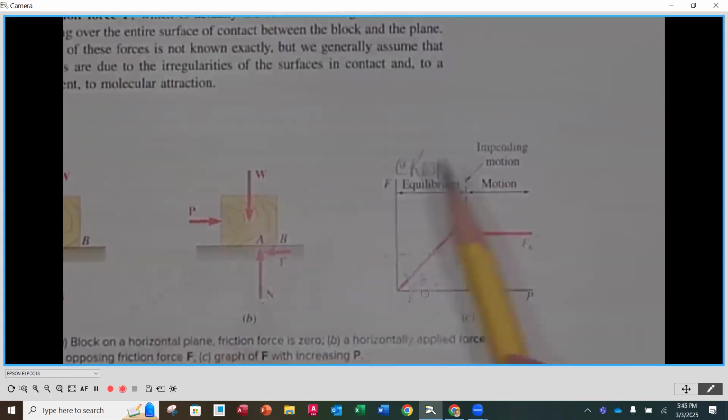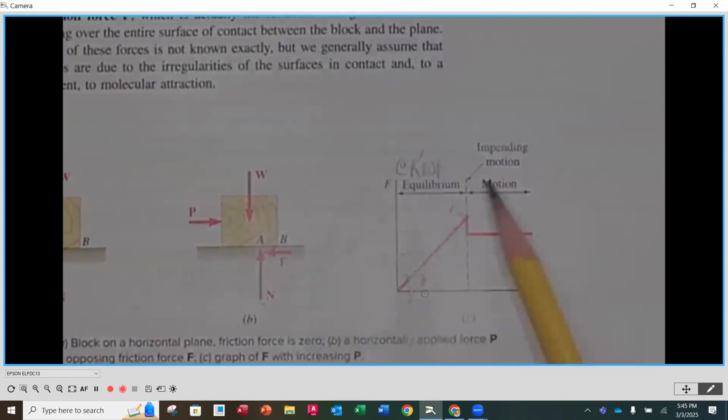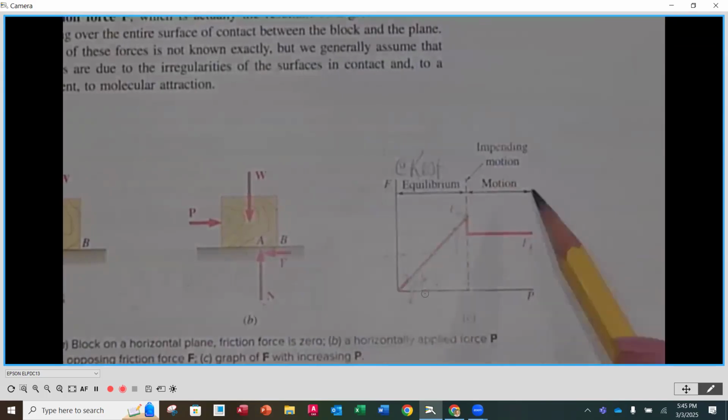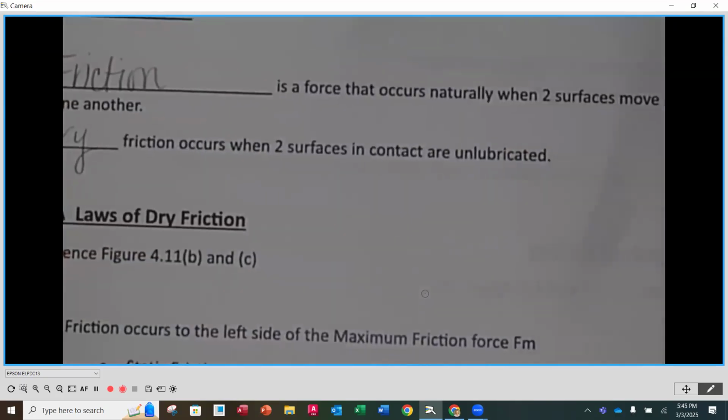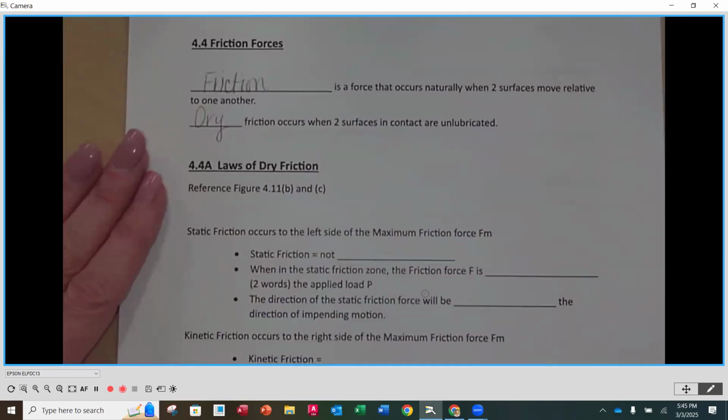The static one is when I'm at rest. The kinetic one is when I am moving, all right? We'll talk a little bit more about that when we turn the page, but that's what this chart represents. It's kind of the behavior of the progression of the pushing force in relationship to the friction force.